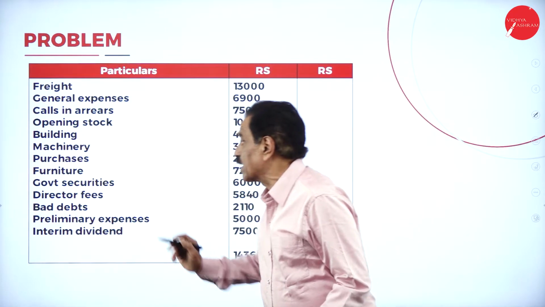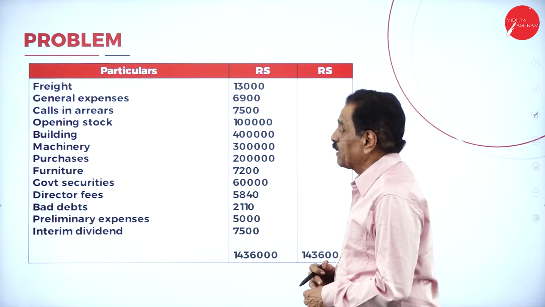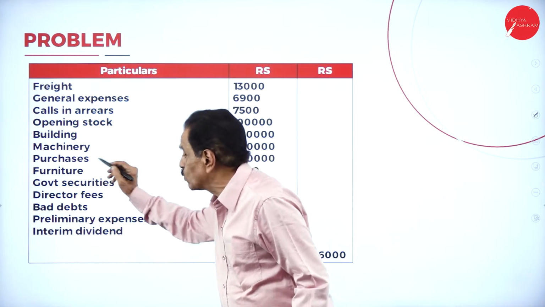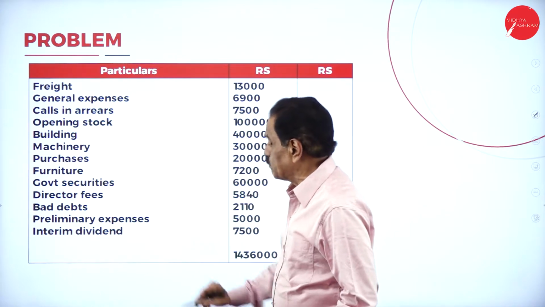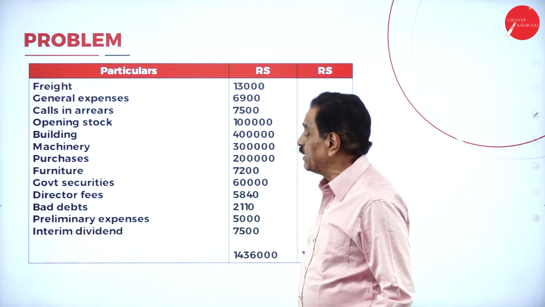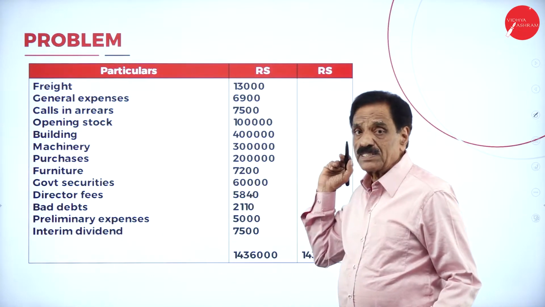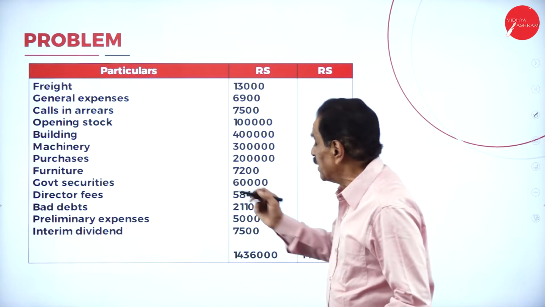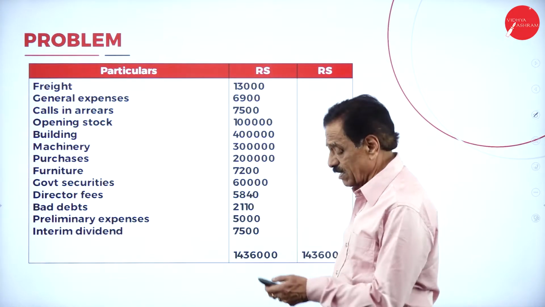Opening stock, trading account. A building, fixed asset. Machinery, fixed asset. Purchases will come in the cost of goods sold. Furniture is a fixed asset. Government security comes under investment. Director's fees is an expenditure. Bad debt is an expenditure. Preliminary expense will come on the asset side of the balance sheet under schedule number 9. Interim dividend should be deducted from the profit and loss account.